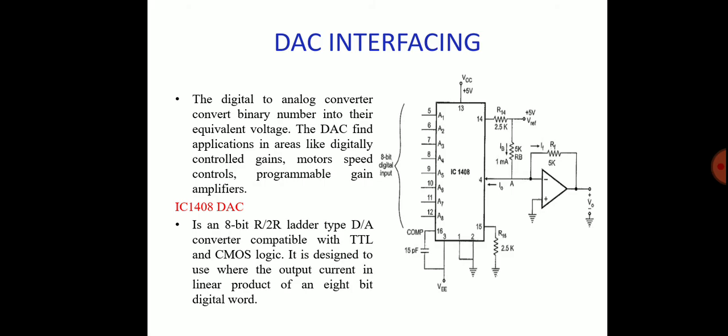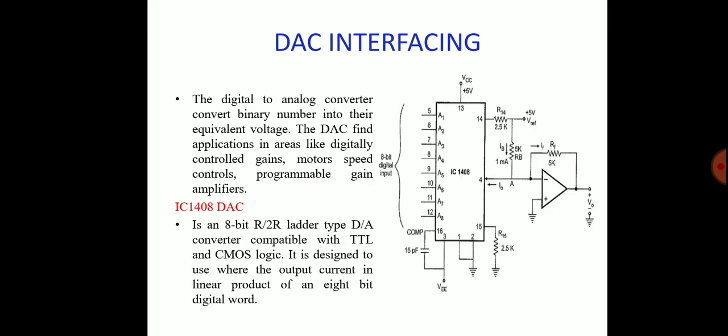Now the next one is digital to analog interfacing. Now finally we see the DAC interfacing. The digital to analog converter converts binary numbers into their equivalent voltages. The DAC finds applications in areas such as digitally controlled gain, motor speed control, programmable gain amplifiers, etc.